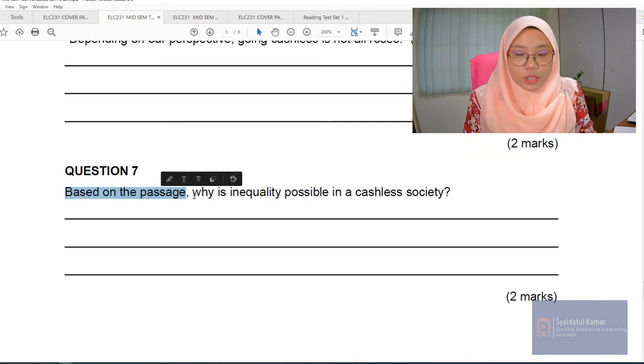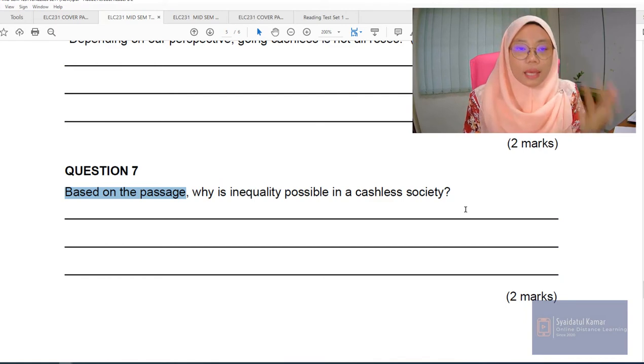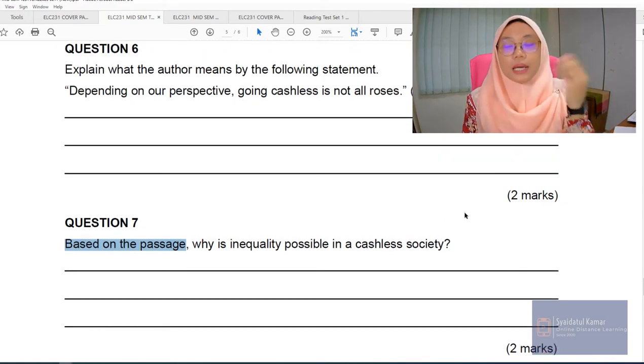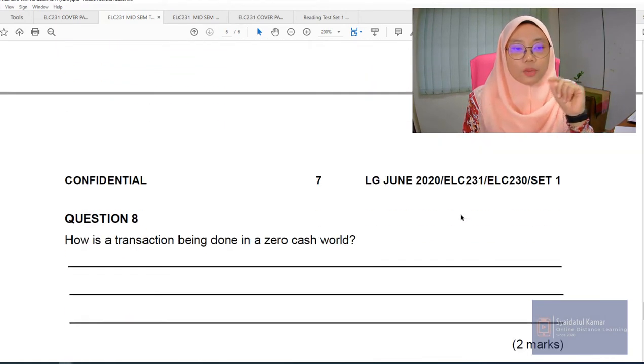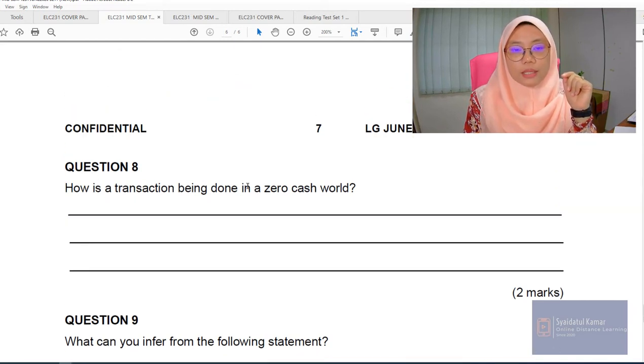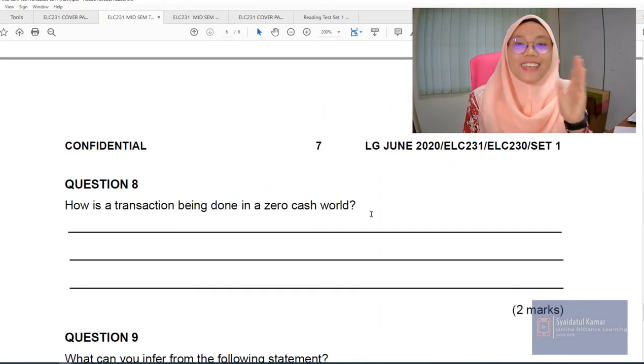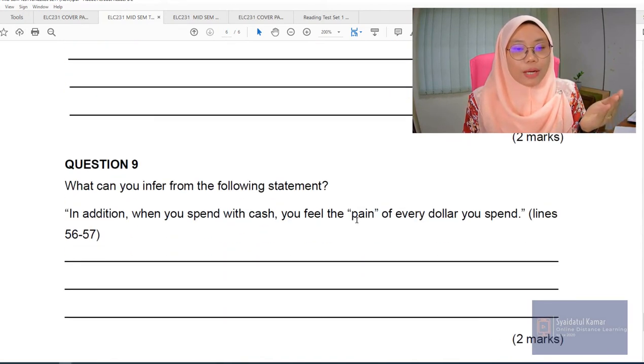Based on the passage, why is inequality possible in a cashless society? So this is a direct comprehension question and the answer is available in the article. Next question. How is a transaction being done in a zero cash world? So this is a direct comprehension question. Find the answer in the article as well.